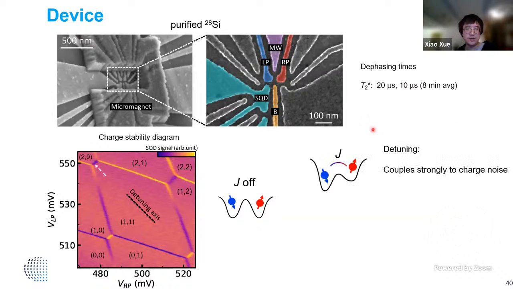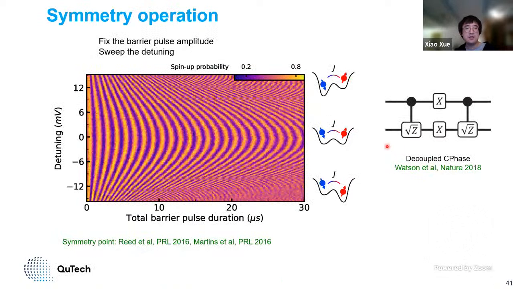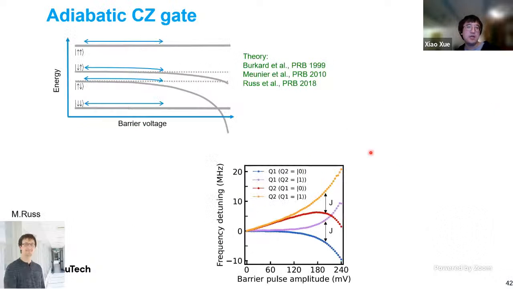Conventionally, we do the detuning control, but here, from now, we symmetrically lower the tunnel barrier. It's the difference from the previous work. And it's been shown in previous work that if you do it at the symmetry point, the coherence time can be improved by a factor of 5 to 6 compared to the detuning control. So I'm going to skip how we found the symmetry point, considering the time limit.